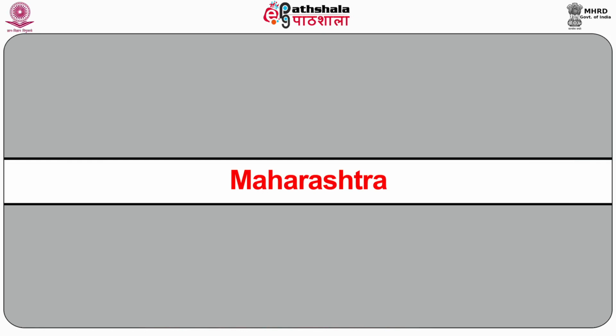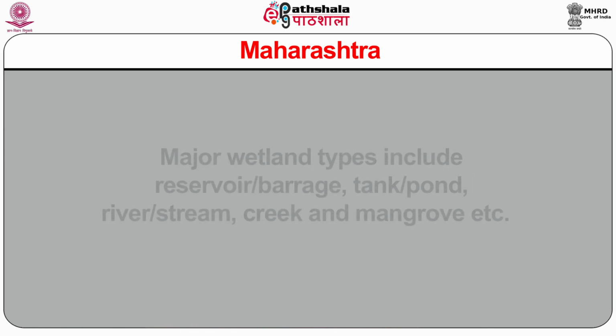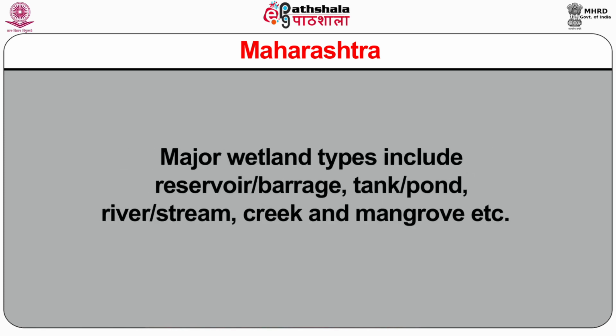Madhya Pradesh. 17,666 wetlands have been mapped in MP. Major types of wetlands include reservoir or barrage, river, stream, tank, pond, etc. Maharashtra. 23,046 wetlands have been mapped, which consists of 3.3% of the total geographical area of the state. Major wetland types include reservoir, barrage, tank, pond, river, stream, creeks and mangroves, etc.